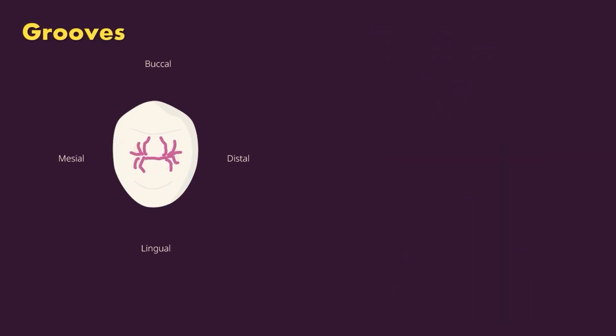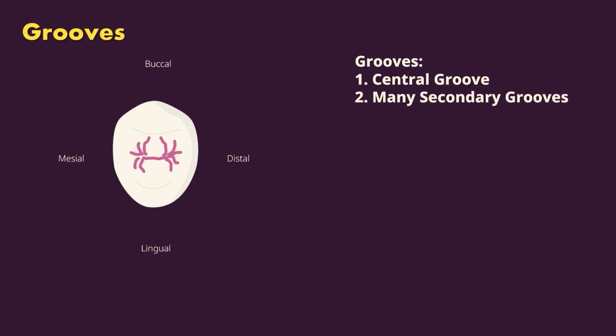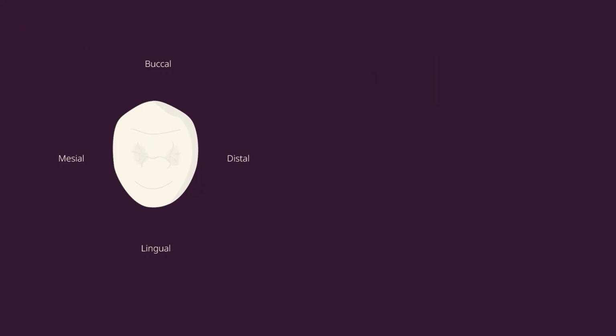Now let's look at the grooves from the occlusal. Like the maxillary first premolar, there's going to be a central groove. It runs between our 2 cusps, but the central groove of our maxillary second premolar is shorter and more irregular than the maxillary first premolar. There's going to be multiple secondary grooves that we don't need to know the names of, but this makes the tooth look wrinkly or raisin-like. There will be pits where groups of grooves meet each other.